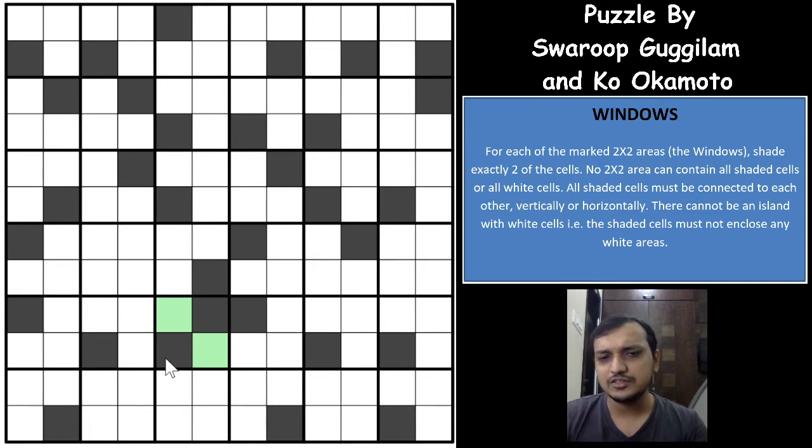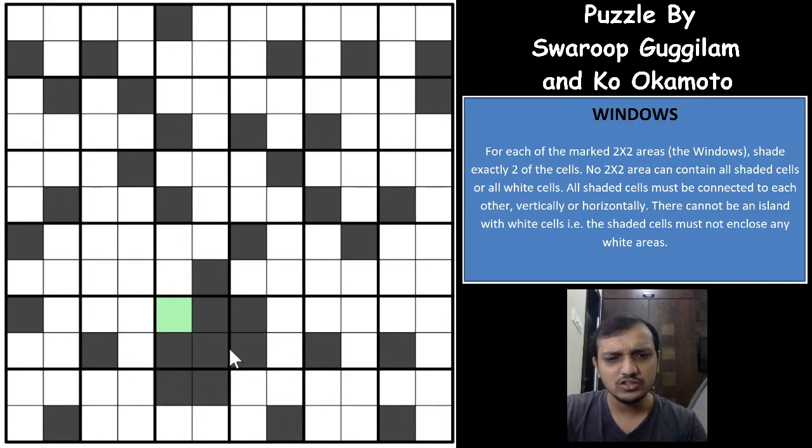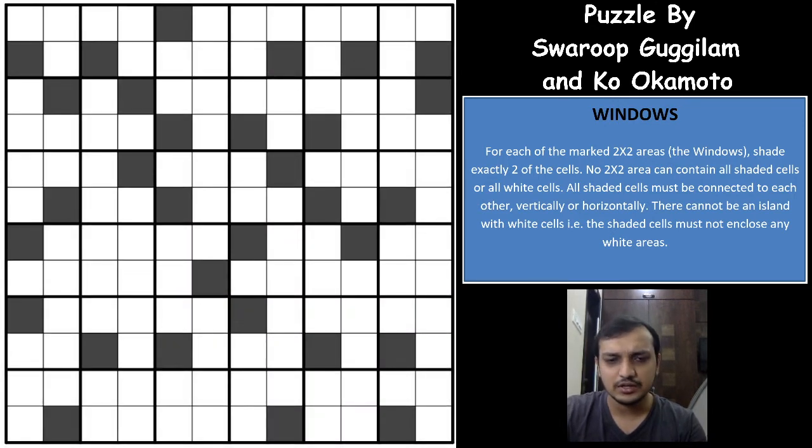The moment you have this, what happens is, the moment you try to connect this and this shaded cell anyway, either this way or this way, you will have a white cell that is stranded in between and cannot connect to the edge of the grid. So in a yin yang puzzle or in a Windows puzzle, you can never ever form a checkerboard pattern. That is the most basic technique of these kinds of puzzles.